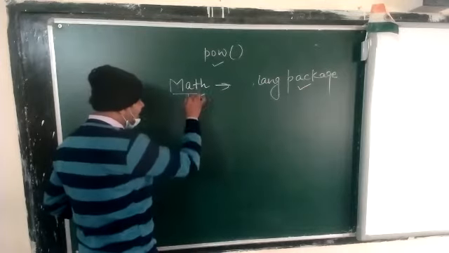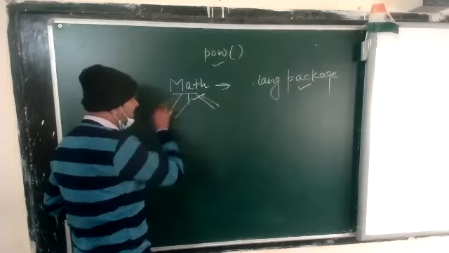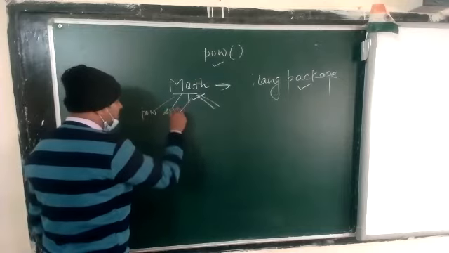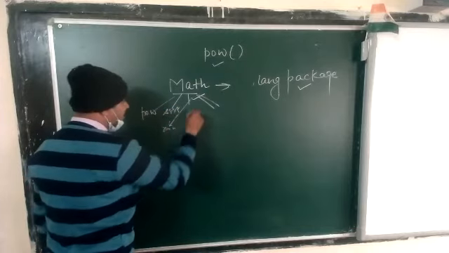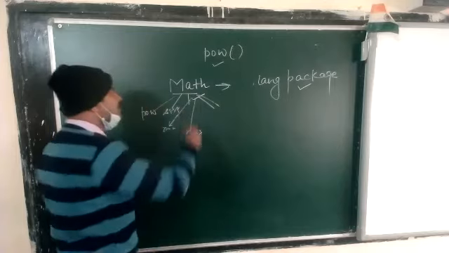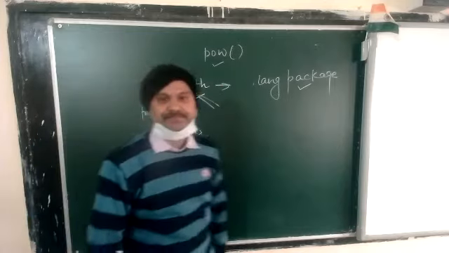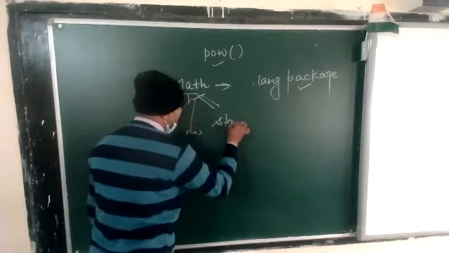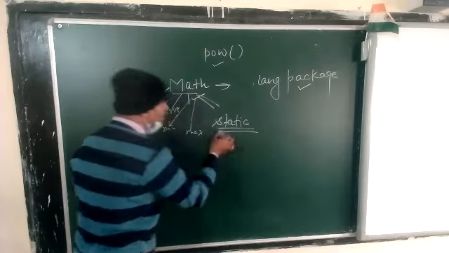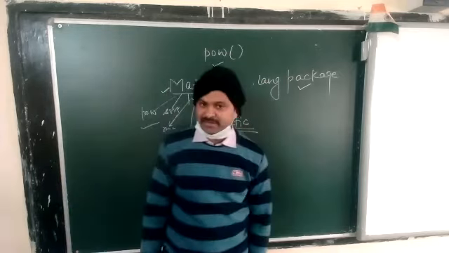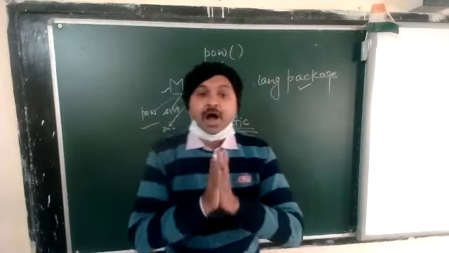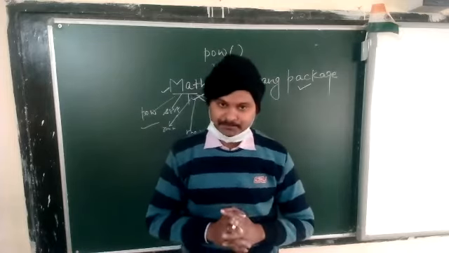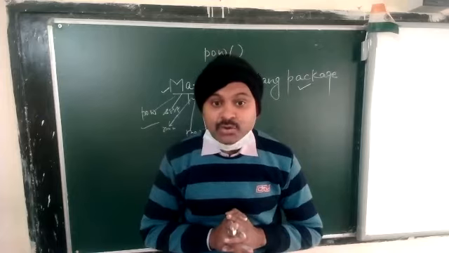Now, since Math is a class, it will have many methods, isn't it? Like the first method, we can talk about power, then sqrt, then minimum, then maximum. There are many methods which belong to the Math class. All these methods are static methods, and I believe you are aware of how static methods are called. Static methods are called by using the class name.